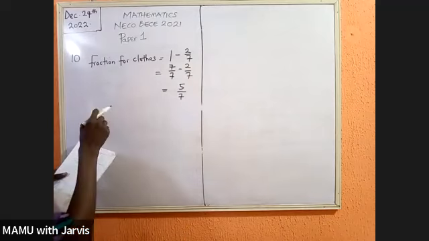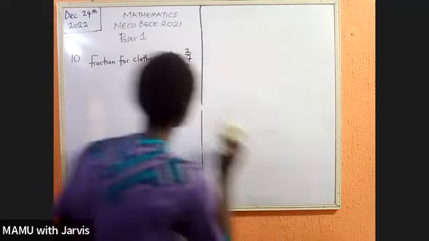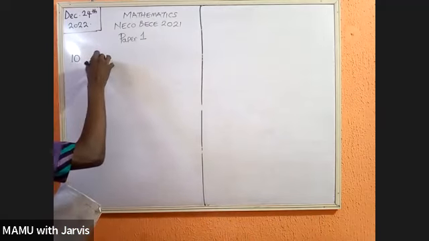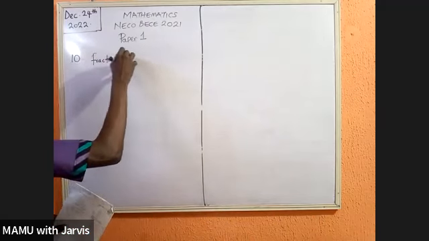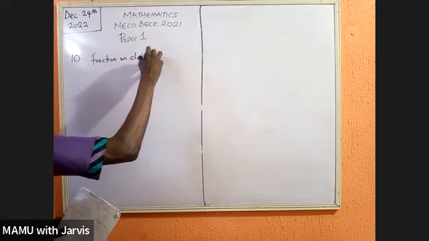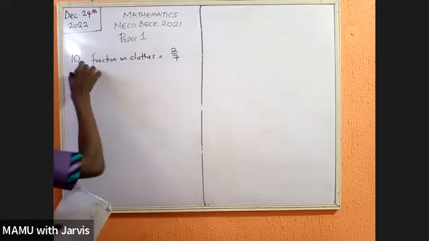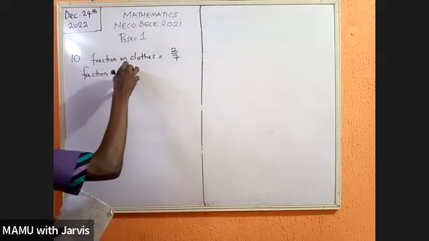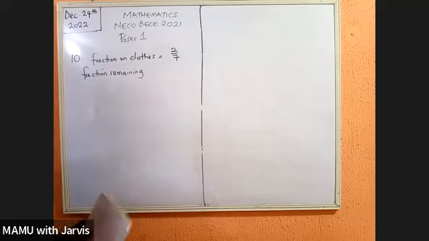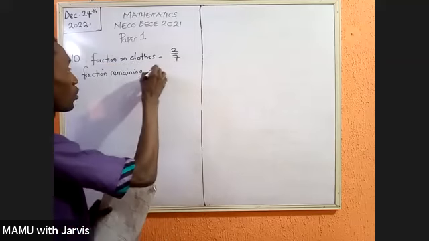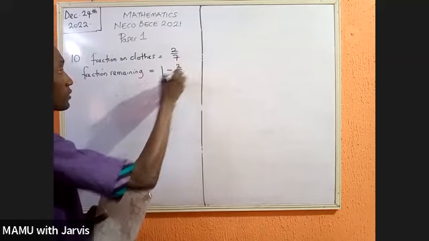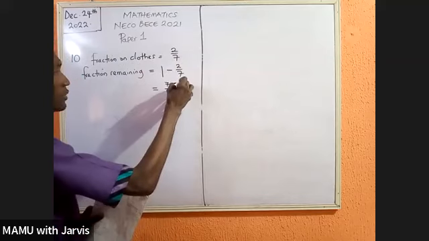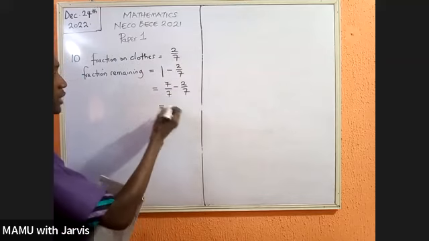Okay, sorry. So I think I mixed up the idea here. So we'll just go back a little. Sorry about that. Fraction on clothes will be 2/7. So fraction remaining, of course, it's remaining after clothes have been taken care of, will be 1 minus 2/7. And that will be what? 7/7 minus 2/7. And that will give me what?